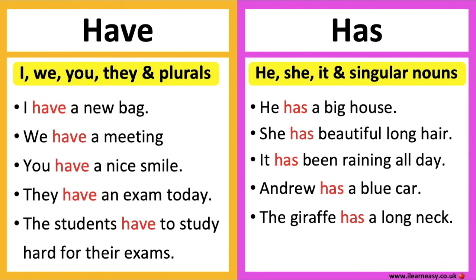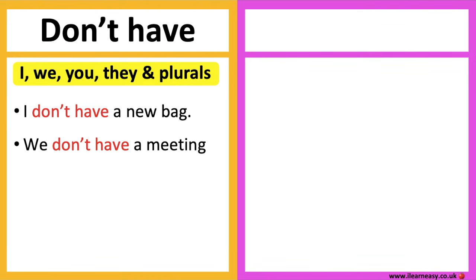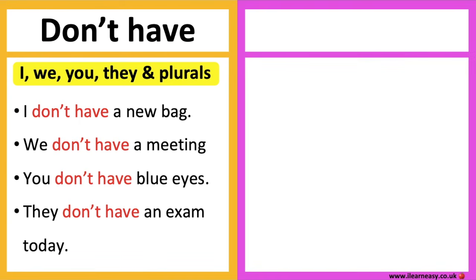When forming negative sentences, we use don't have for subjects I, we, you, they, and plural nouns in the present tense. For example, I don't have a new bag. We don't have a meeting. You don't have blue eyes. They don't have an exam today.